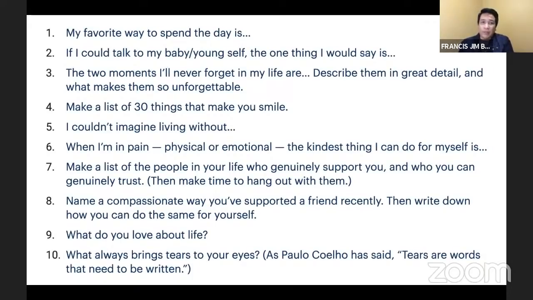Take two moments I'll never forget in my life. Make a list of 30 things that make you smile. There are a lot of prompts. If you go online, you will see different journal prompts that could help the students, not verbalize, but bring out their thoughts and write them in a journal. So it's very therapeutic. It helps us a lot. It will help the students a lot to process their thoughts if they write them.